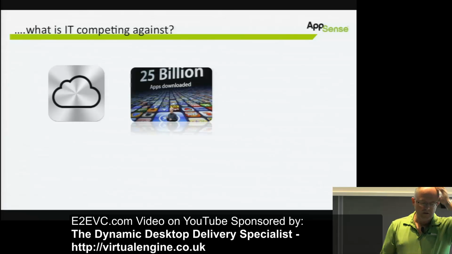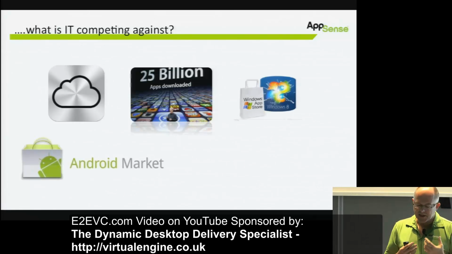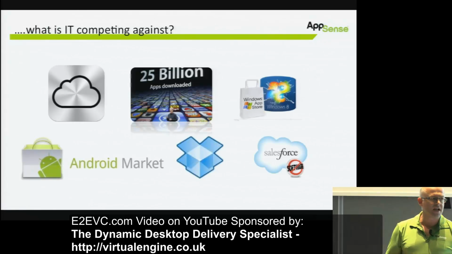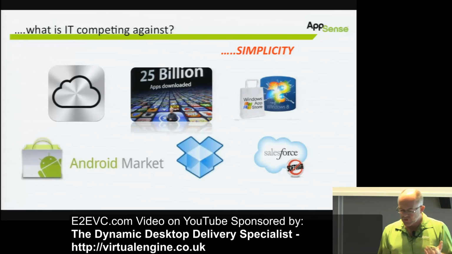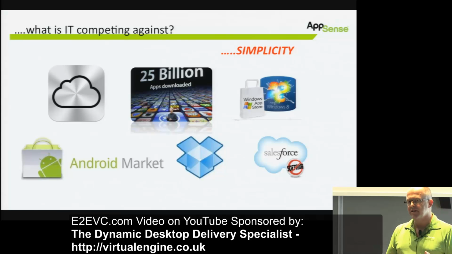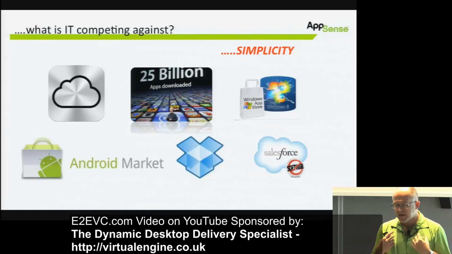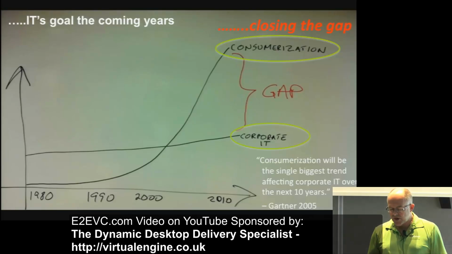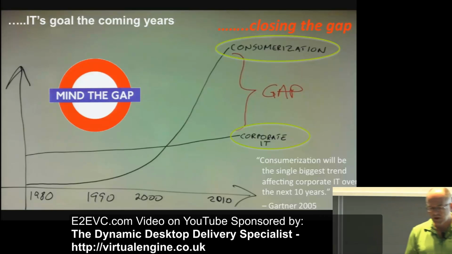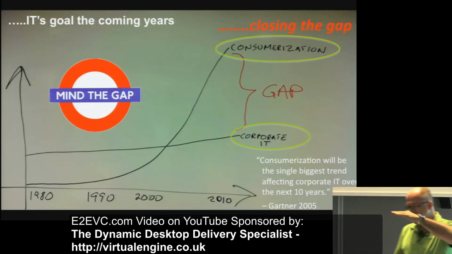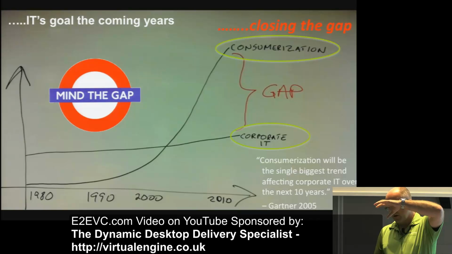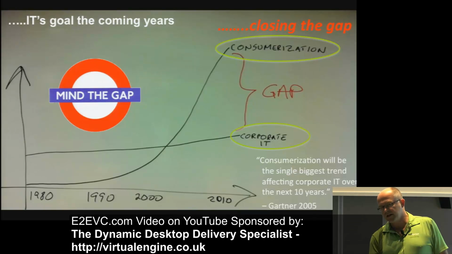So, if you look at what we are competing against today, it's all these cloud services, all these software as a service, all these Android markets and iOS markets. It's simplicity. This is what the users expect. So this has created this gap. And I think this is going to be our most important task in the years to come, to close this gap. How can we minimize the difference between what the users expect and what IT actually can deliver?